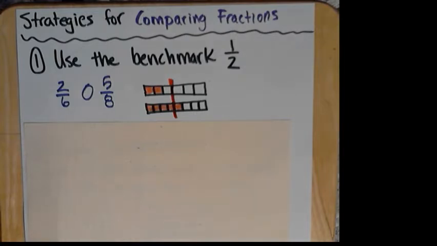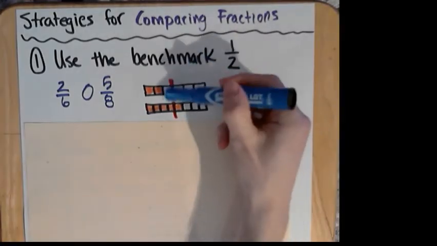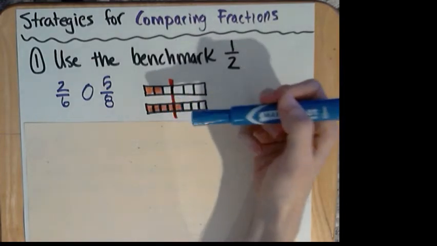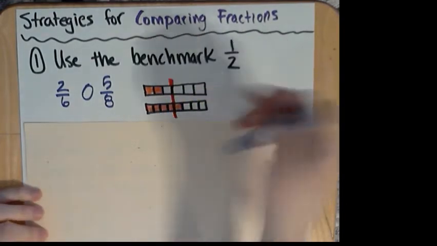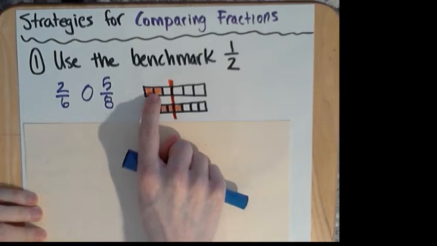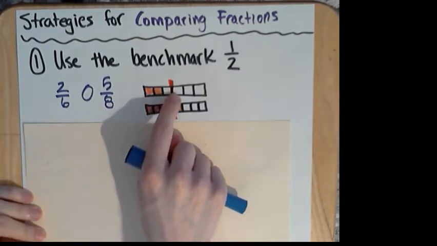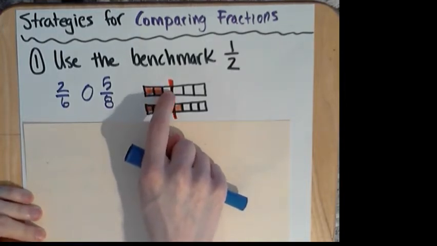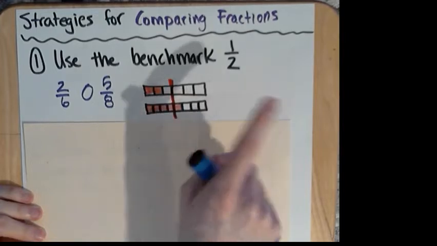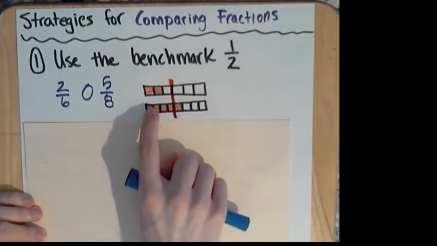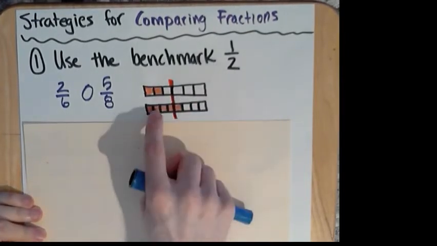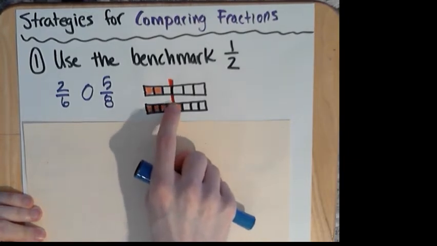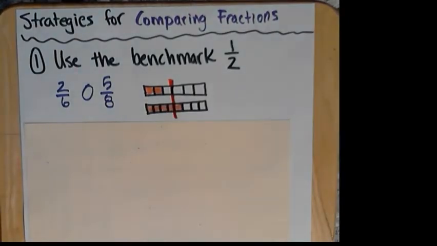Okay, and now you're going to notice this red line that's right here. That is actually showing us where 1/2 is at. So if we wanted an equivalent fraction in 6 to equal 1/2, we would need 3/6. We need 3 out of 6 shaded. To get an equivalent fraction in 8s for 1/2, we would need 4 out of 8 shaded. Okay, and here's where the benchmark 1/2 once again comes in and helps us out quite a bit.